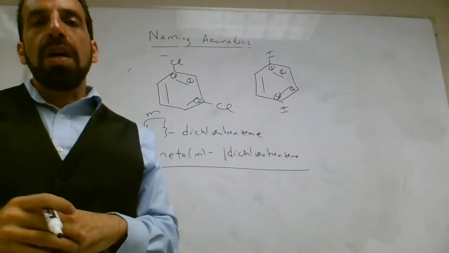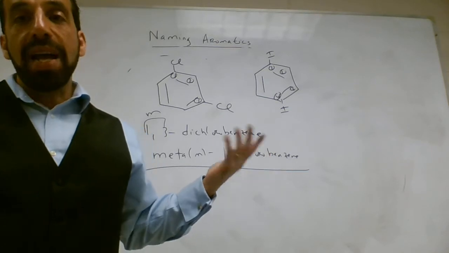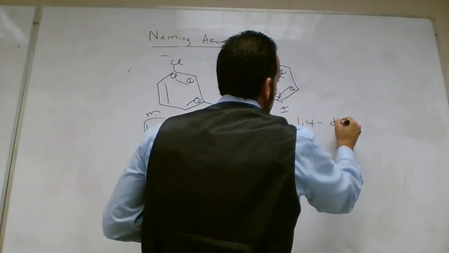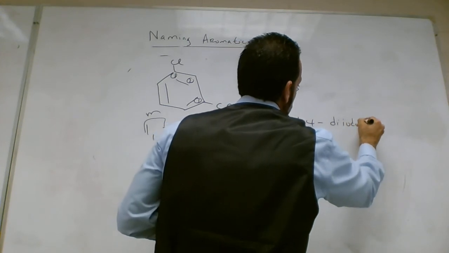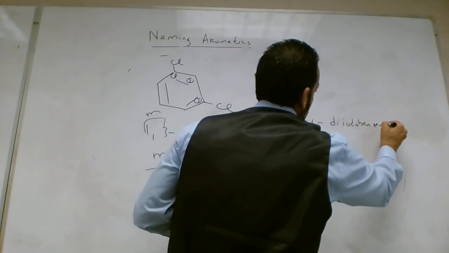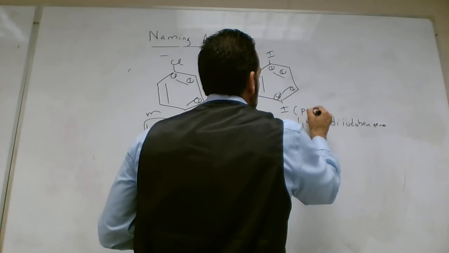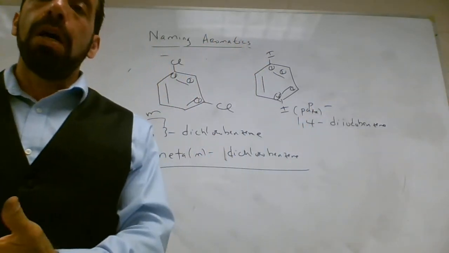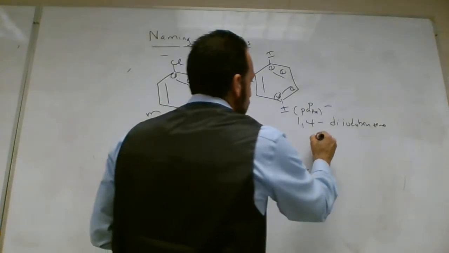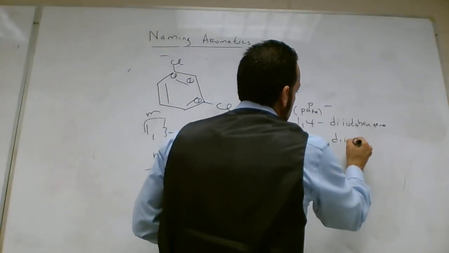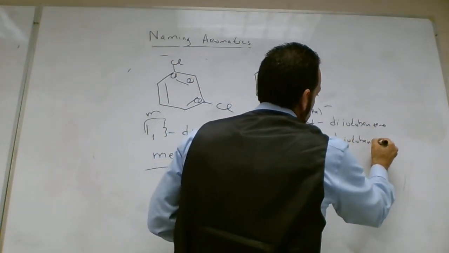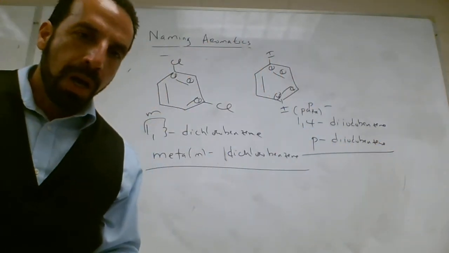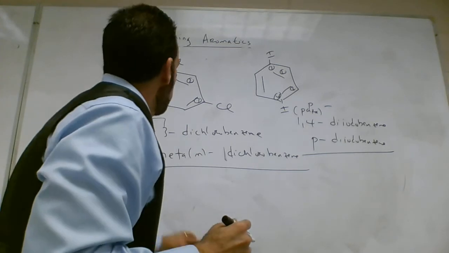If I have 2 iodos on there, instead of calling it 1, 4 diiodobenzene, I could also call it para diiodobenzene. So P diiodobenzene. Let's just do a couple more here with this.